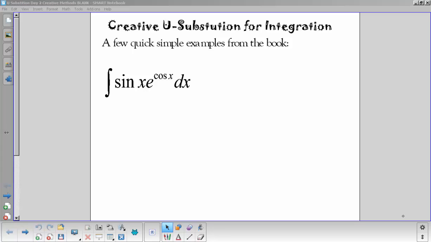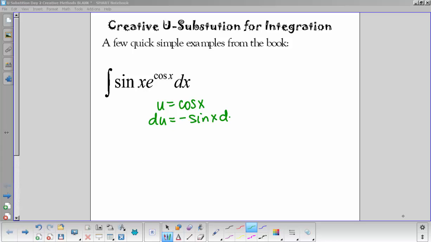Cosine x, yes. So we'll let u equal cosine x. And du here is a negative sine x dx. But I do not have a negative in there in the integrand, so I'm going to bring the negative out in front. Negative du equals sine x dx.